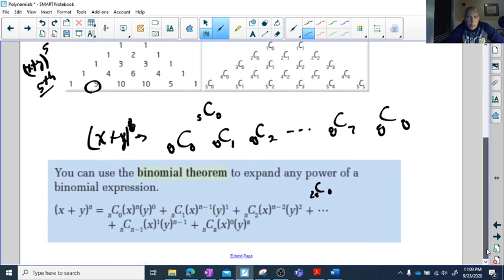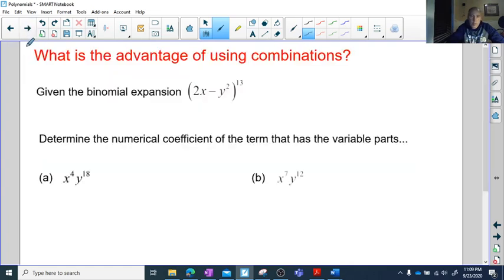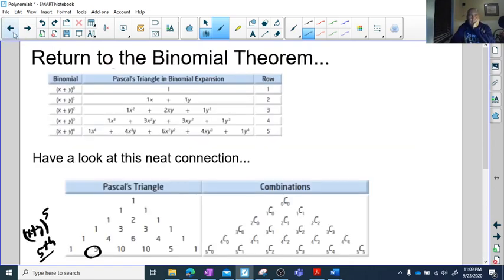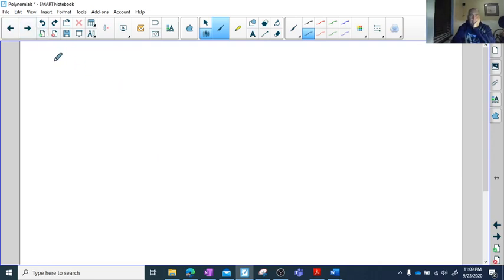So let's put this into play. Now they just show you how this works in general terms. We'll do a specific example here. Let's suppose I wanted to take the binomial 2x minus y squared to the 13th power. Actually, let's do out a whole one first. So let's take 3x squared plus 2y, and I want to raise it. We'll just go to the 4th power just to get the pattern down.